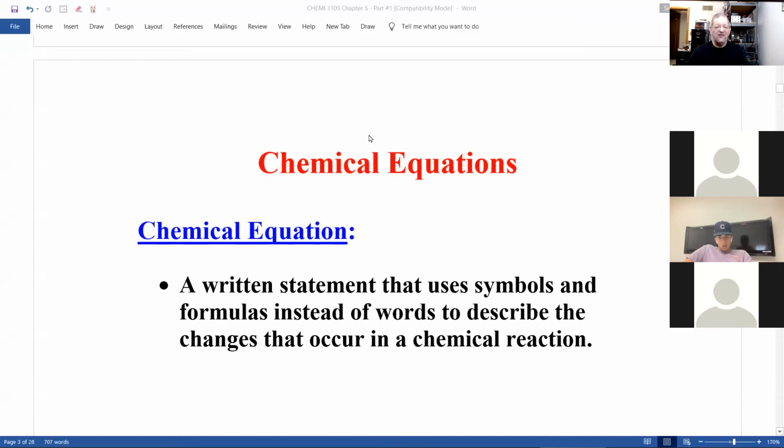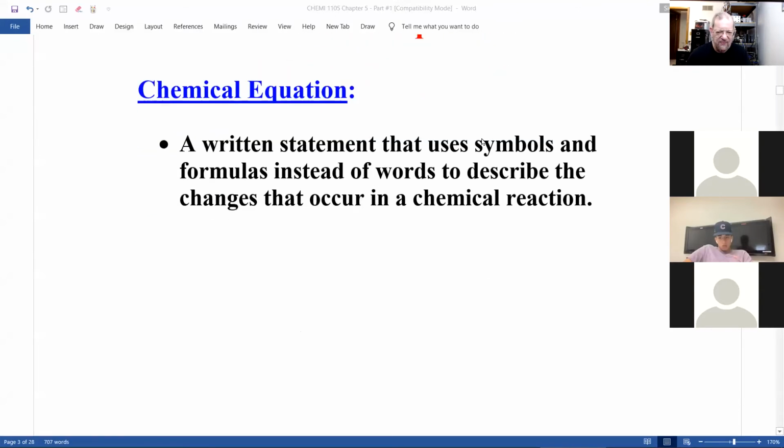All right, let's get into a juicy part of chemistry. Let's talk about chemical equations. I'll never ask this on a test, but you should know a chemical equation is a written statement that uses symbols and formulas instead of words to describe changes that occur in a chemical reaction. So a chemical equation is a way of showing on paper or on screen a chemical reaction.